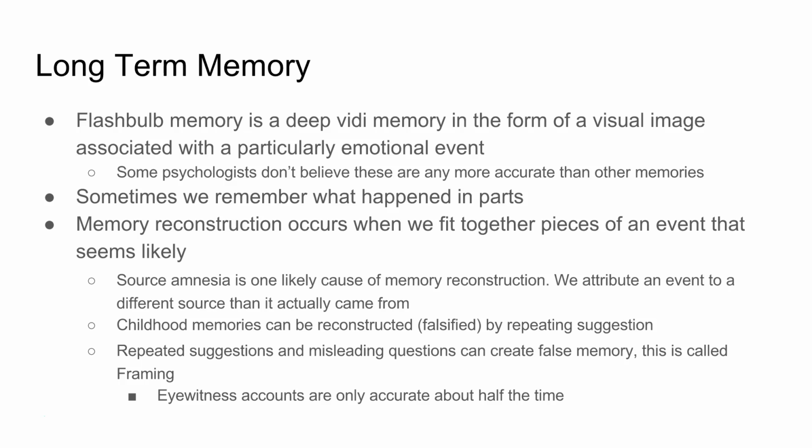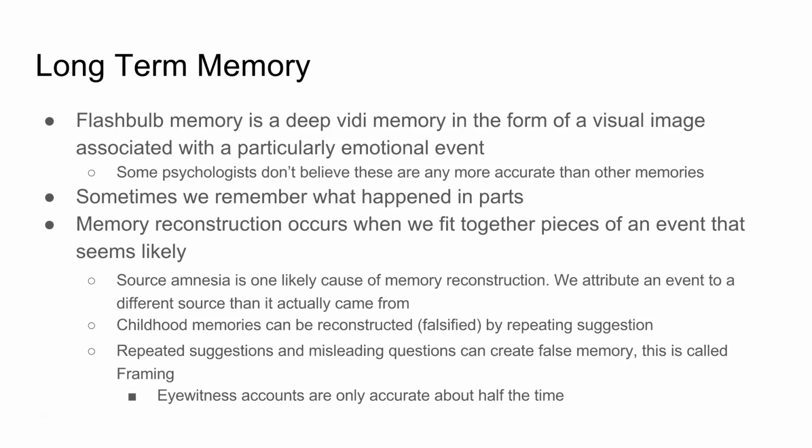Despite that, some psychologists don't think that these are any more accurate than other memories. They're unsure. They think there may be some psychological effect going on there to convince us that they are more accurate when perhaps they are not. And human memory is notably fallible. It's not very good. Sometimes we remember what happened in parts, and sometimes we don't remember at all. But when we remember what happened in parts, we often try to fit pieces of that event together, and we sometimes just make it up because it seems like a likely scenario, and that's called memory reconstruction.